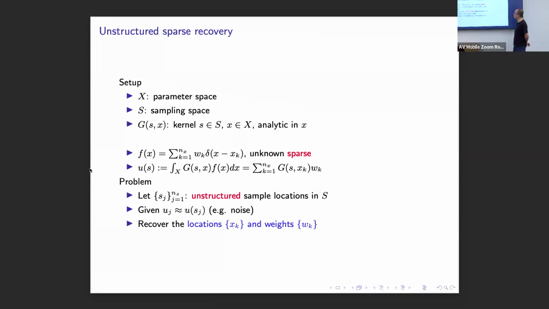And the task is, from this u_j, that we want to figure out what the locations x_k are and also what the weights are. Okay, so this is what we call an unstructured sparse recovery problem, because we want to recover a sparse signal based on some observation at unstructured point locations.